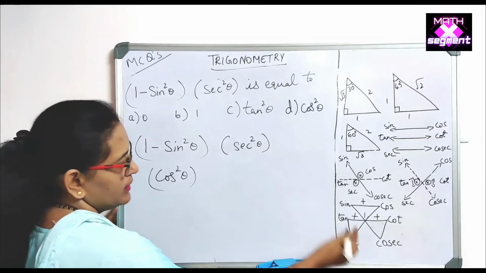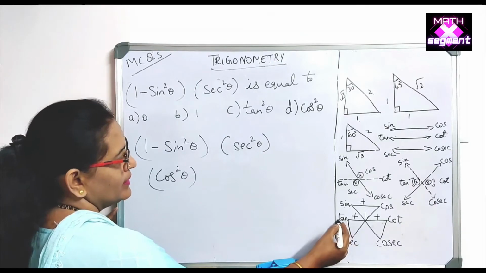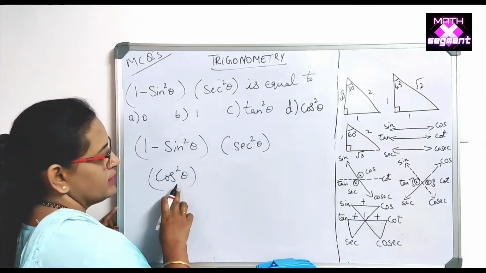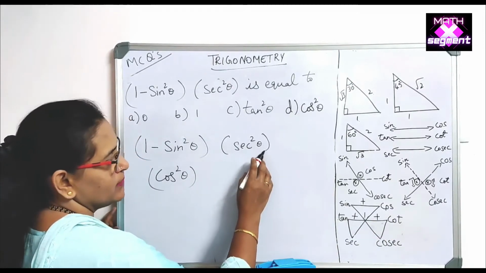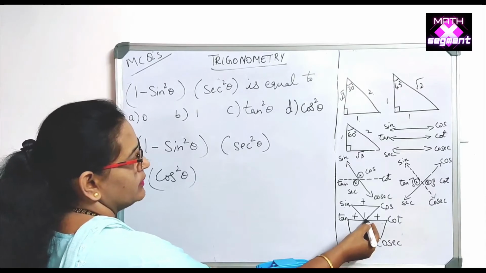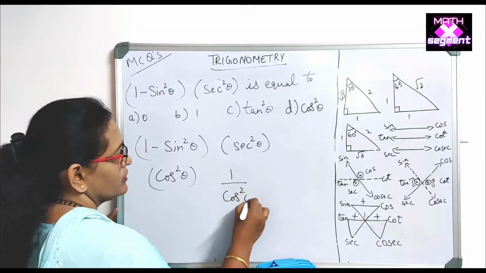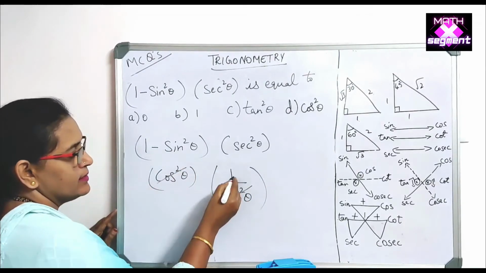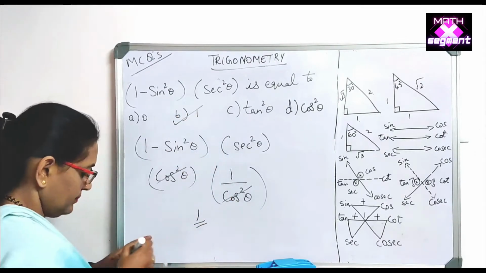And secant square theta. See here it is secant. So if you go reverse, that is secant square theta minus tan square theta is equal to 1. Or we can take, since it has to match this, we have to take the inverse ratio of secant square theta. Secant square theta is nothing but 1 by cos square theta. So here this cos square gets cancelled. So 1 is remaining. So option B is the correct answer.